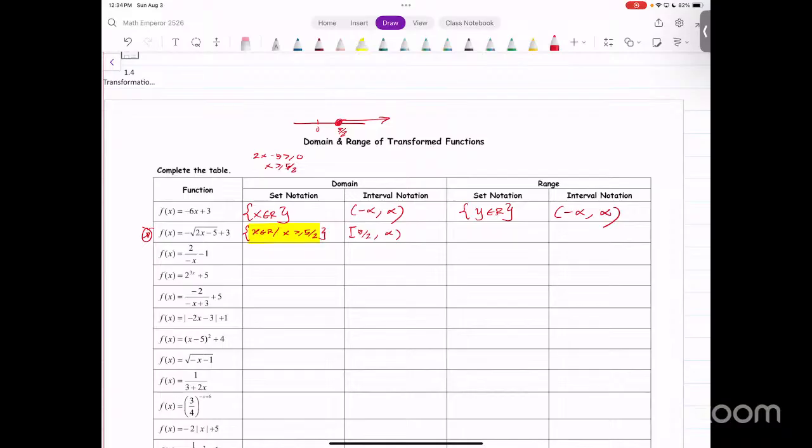Right? Yes. Harshini. What? y belongs to all real numbers, y is less than or equal to 3. That's right. y is less than or equal to 3. Correct. All right. Now, writing that in interval notation.